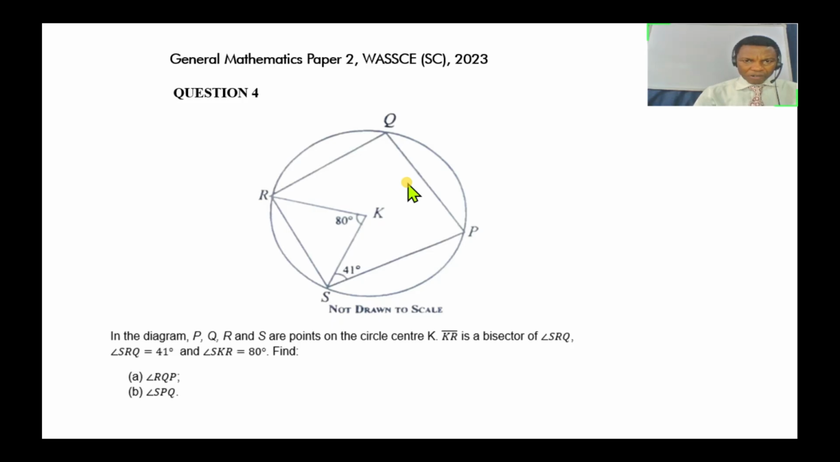So this question 4 is a question of geometry as shown here. What we are interested in solving, we are to find RQP, and also find SPQ. So we are to find these 2 angles. Based on that information, let's see how we can calculate the 2 angles that are needed.